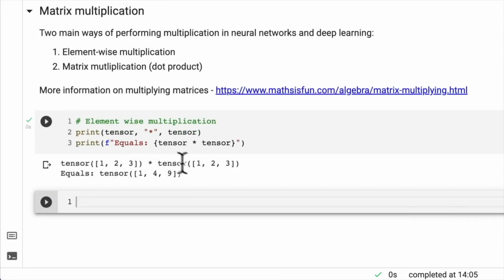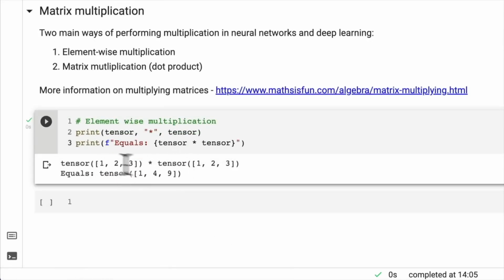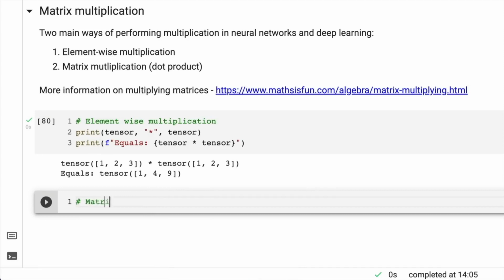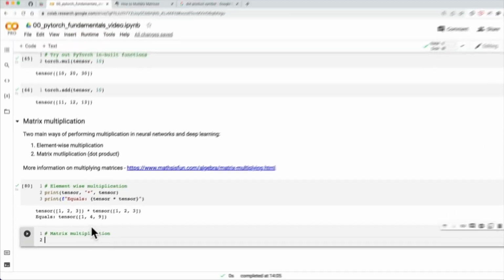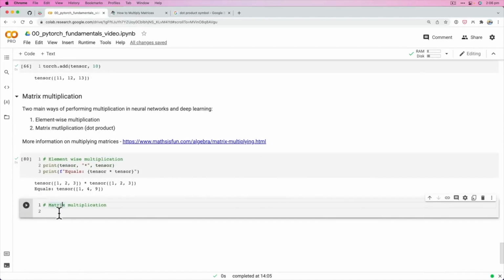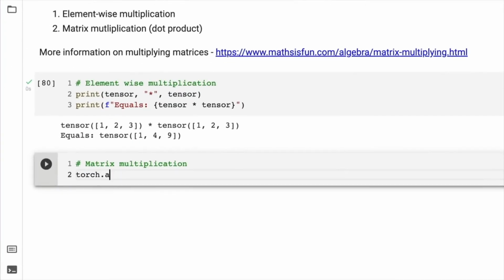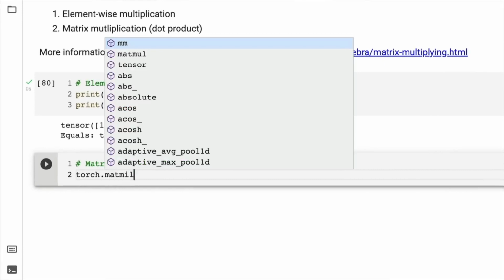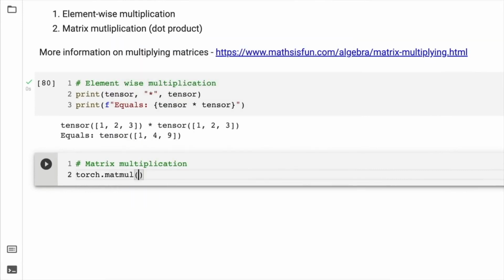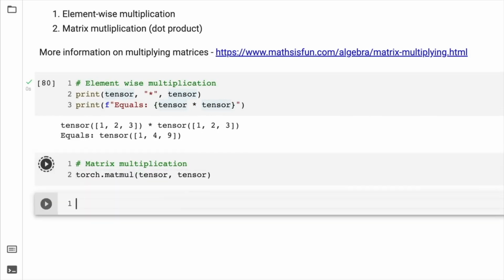So we get 1 times 1 equals 1. 2 times 2 equals 4. 3 times 3 equals 9. Now, for matrix multiplication, PyTorch stores matrix multiplication similar to torch.mul in the torch.matmul space, which stands for matrix multiplication. So let's just test it out. Let's just do the exact same thing that we did here. Instead of element-wise, we'll do matrix multiplication on our 1, 2, 3 tensor.